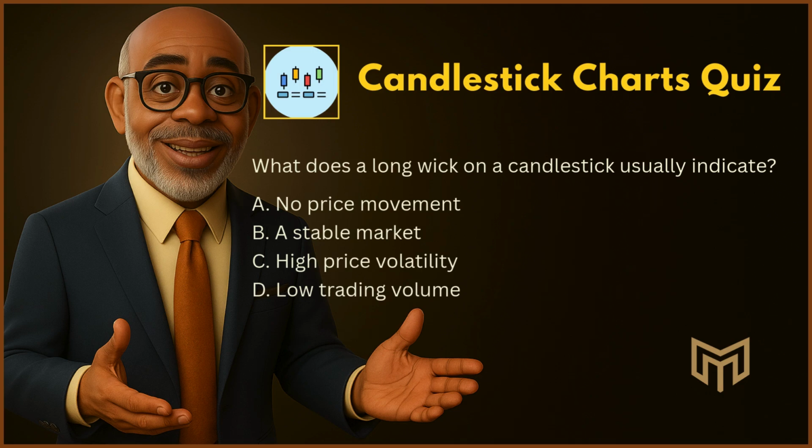The correct answer is C, high price volatility. A long wick shows that price moved far from its opening or closing level, signaling strong pushback from buyers or sellers.